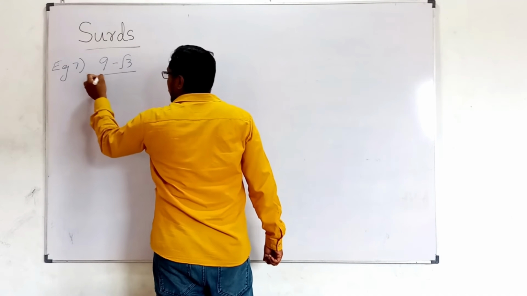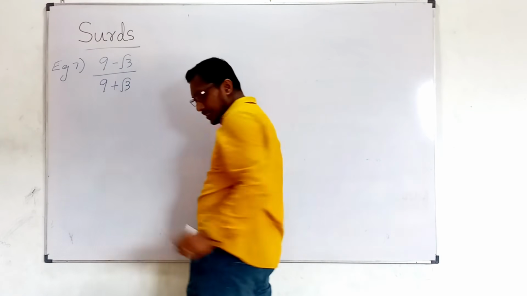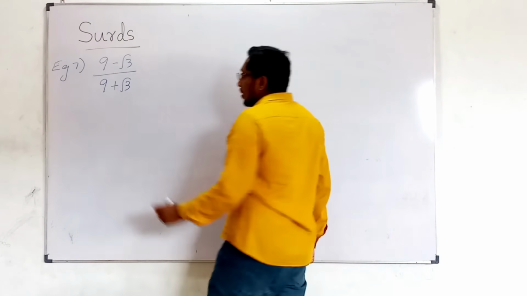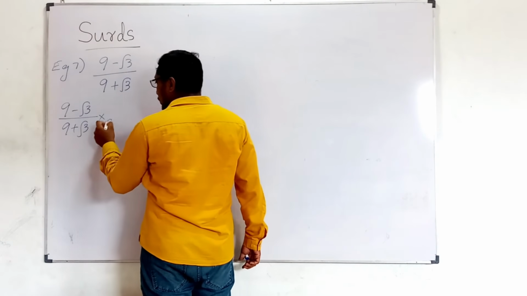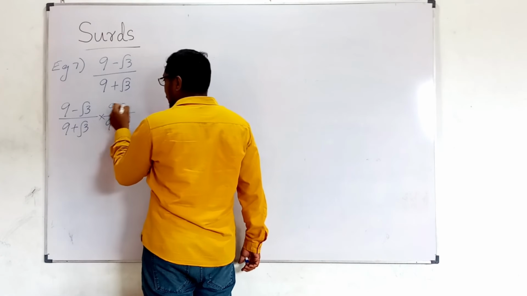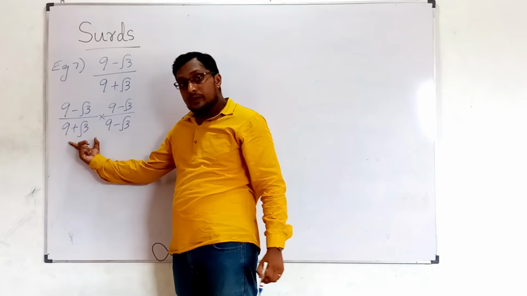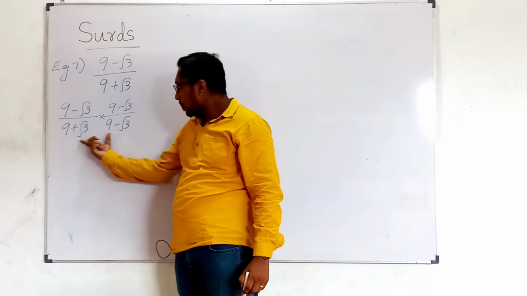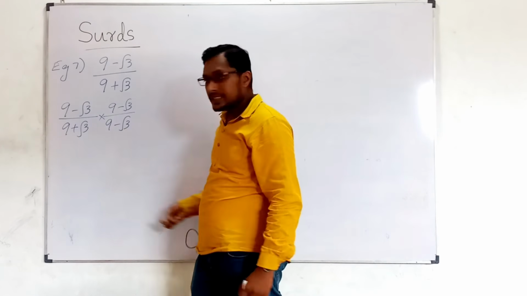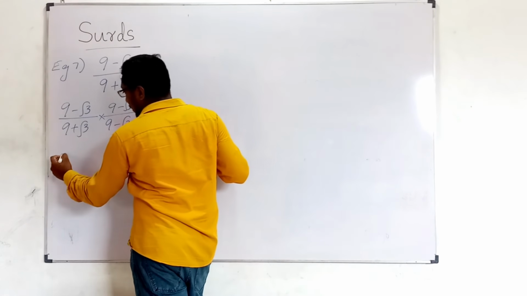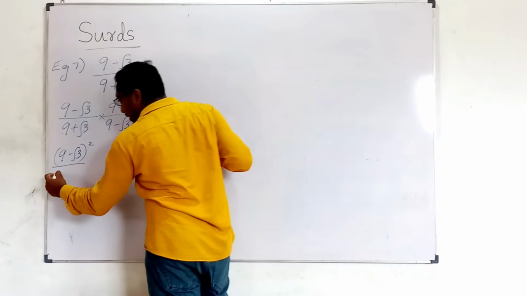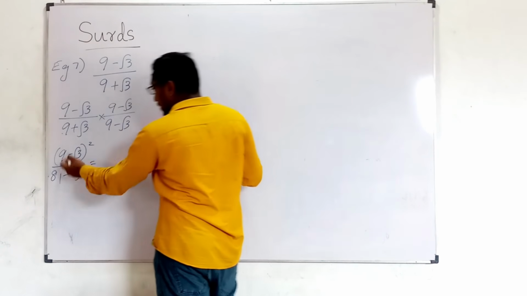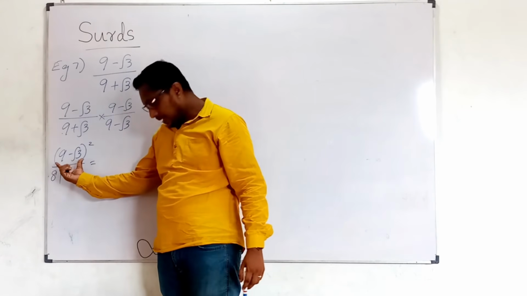9 minus square root 3 divided by 9 plus square root 3. So we need to multiply by 9 minus root 3 because we need to rationalize the denominator. Therefore, we will multiply by 9 minus root 3. So this becomes the same thing squared, and here 9 times 9 is 81 minus 3.